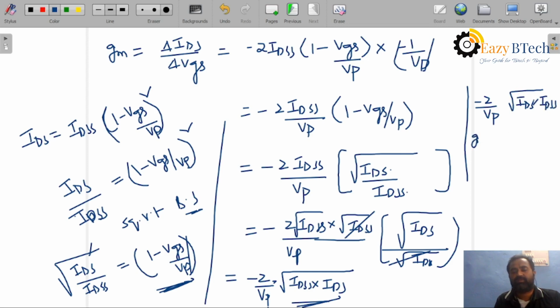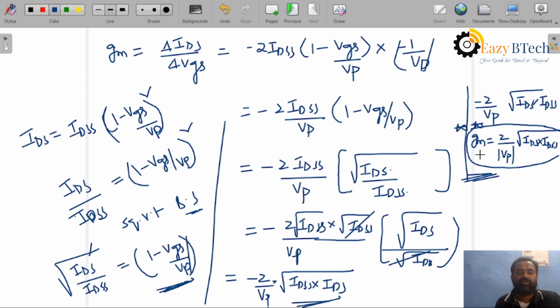Or, if you remove the sign, gm is equal to 2 by mod VP under root IDS into IDSS. This is the transconductance. Okay, it is a ratio of output current to input voltage. Transconductance is the ratio of output current to the input voltage.